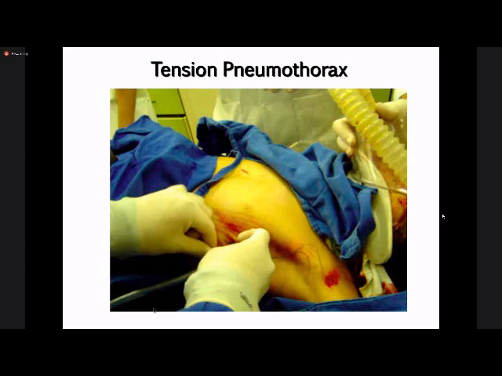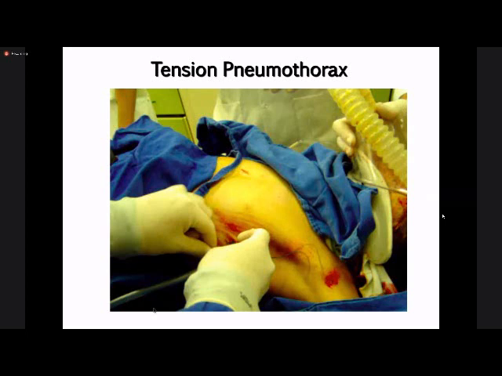Whatever has collected inside the pleural space would drain through this IC tube, and the lung will re-expand. So that will save the life of this patient. It's an intervention that all of you should be able to do within a couple of minutes, and that will save the life of the patient.